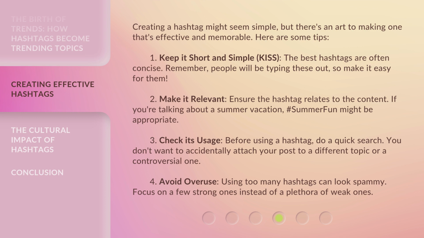2. Make it relevant. Ensure the hashtag relates to the content. If you're talking about a summer vacation, hashtag summer fun might be appropriate. 3. Check its usage. Before using a hashtag, do a quick search. You don't want to accidentally attach your post to a different topic or a controversial one. 4. Avoid overuse. Using too many hashtags can look spammy. Focus on a few strong ones instead of a plethora of weak ones.